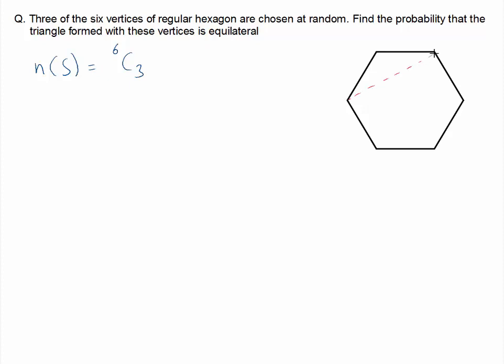One is this one, and the other one is this. So n of A is equal to 2 because there are only 2 triangles possible. So the probability of getting an equilateral triangle would be equal to 2 divided by 6C3.